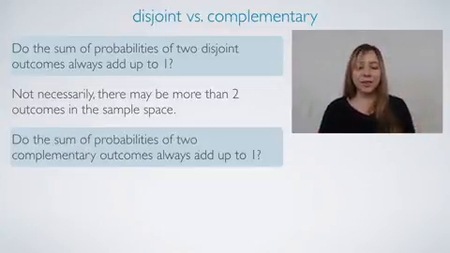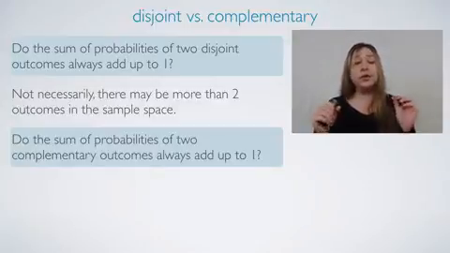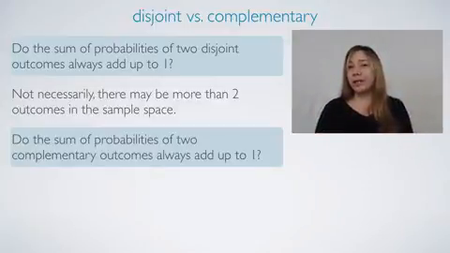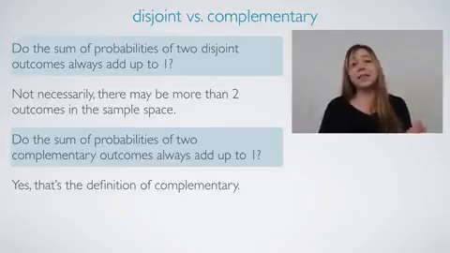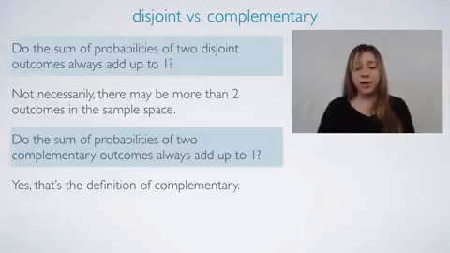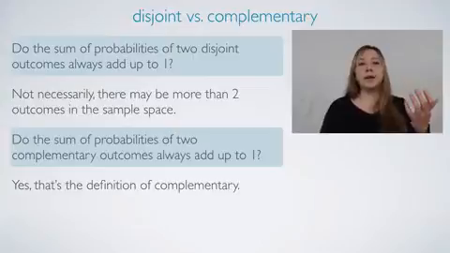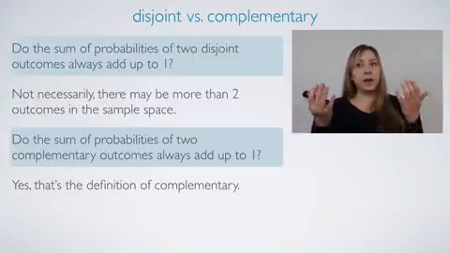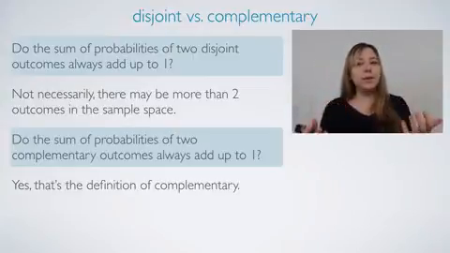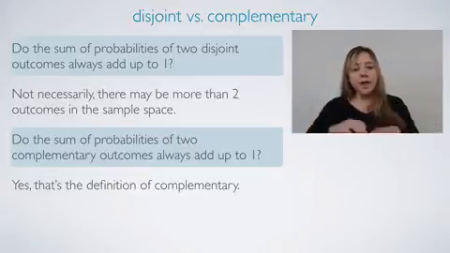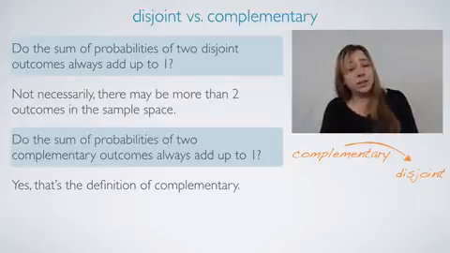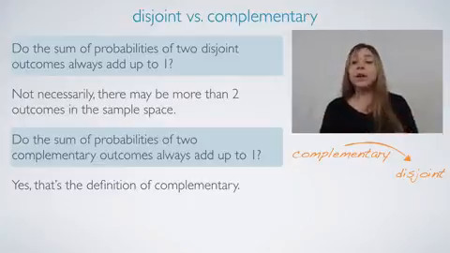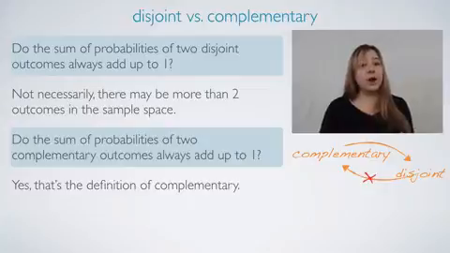A second question is, do the sum of probabilities of 2 complementary outcomes always add up to 1? And here the answer should be straightforward. The answer is yes. That is indeed the definition of complementary. So let's say you're doing a coin toss again and you're looking at the probabilities of heads and tails. We know that these are complementary events and therefore the probabilities of those are going to add up to 1. So therefore, complementary events are always necessarily disjoint by definition. However, disjoint events are not necessarily always complementary.